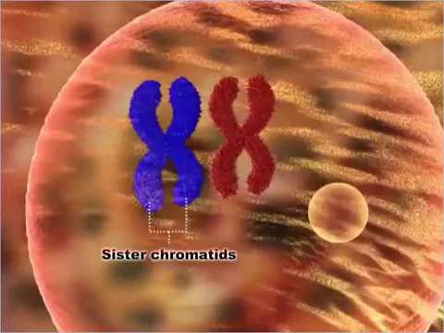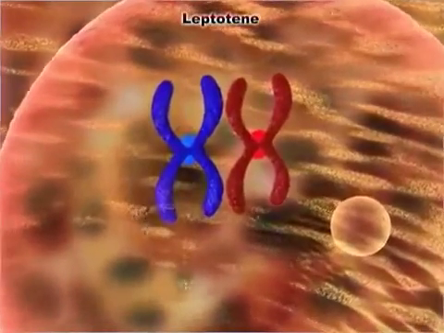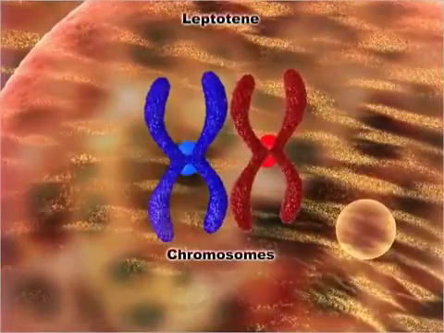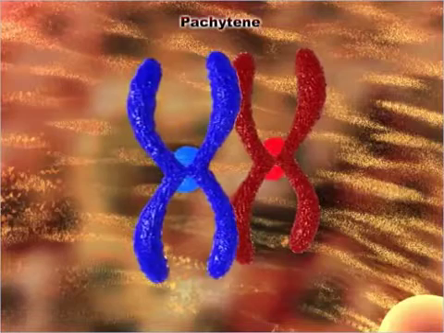To begin with, let us learn about leptotene. During leptotene, the chromosomes condense and become visible. The zygotene phase is followed by pachytene.